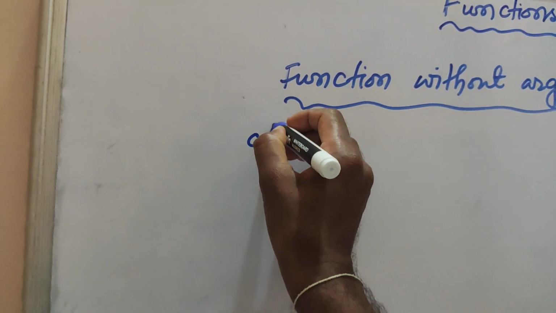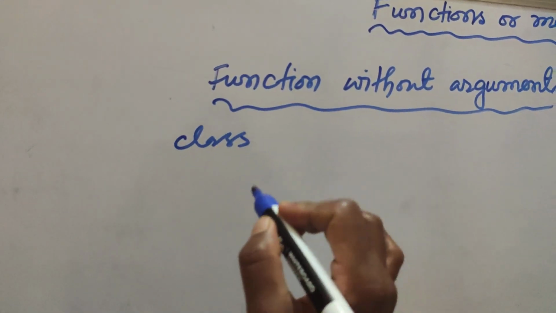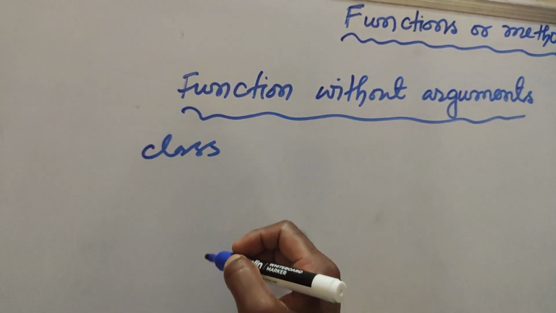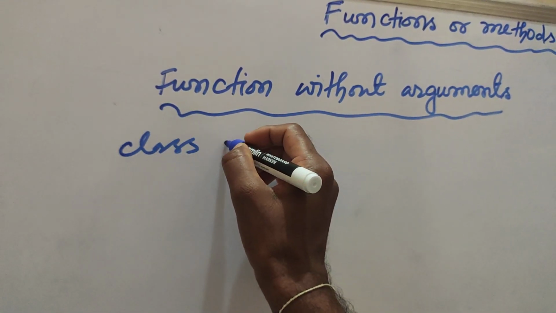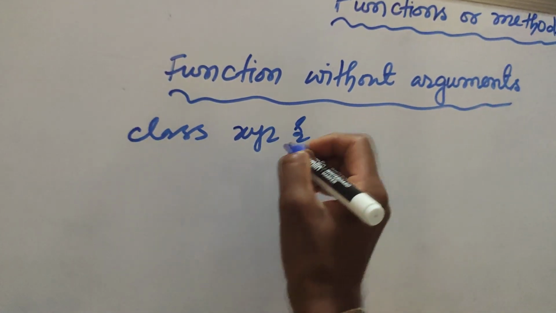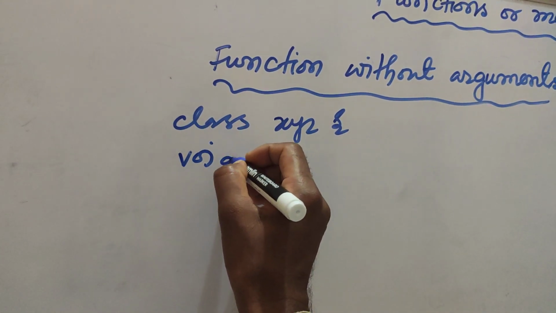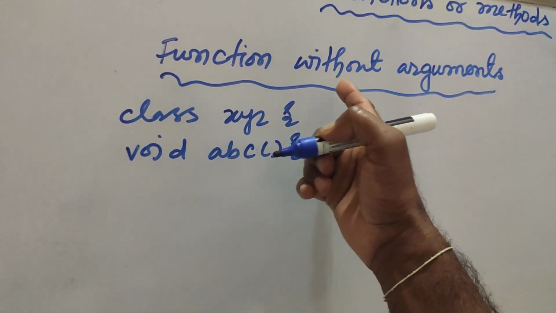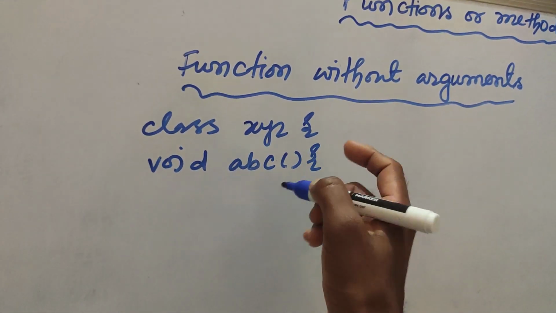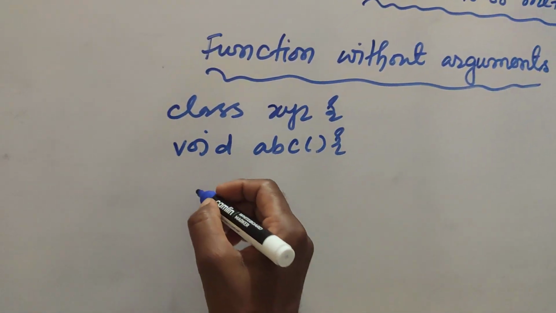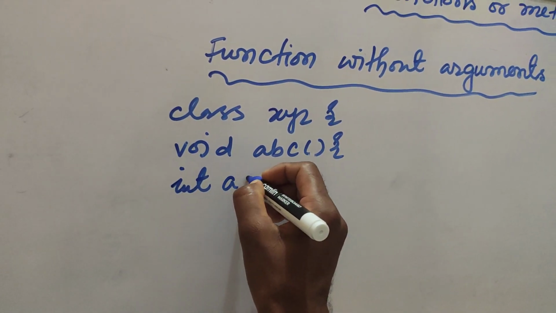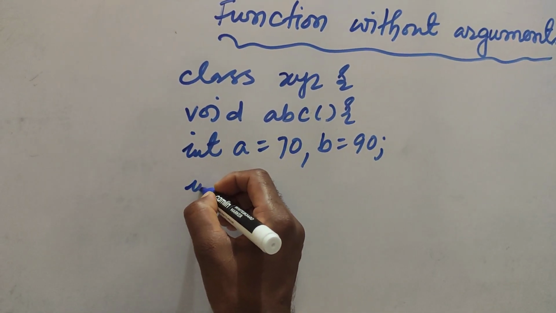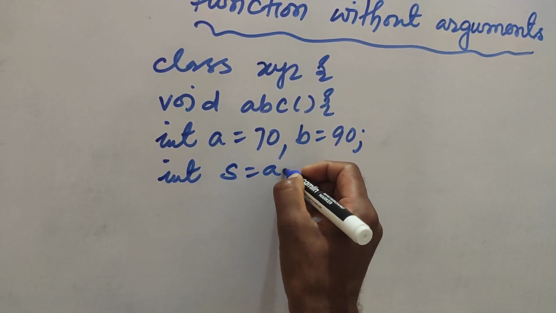See, if I write here class, I said that a function is a part of a class. The instructions which we write inside the functions will be the executable statements. Class XYZ. So I am writing void ABC as the function's name, a function without arguments. So this is inside that. I am not giving anything, which means without argument. So I am writing here int a equal to 70, b equal to 90, int s is equal to a plus b.